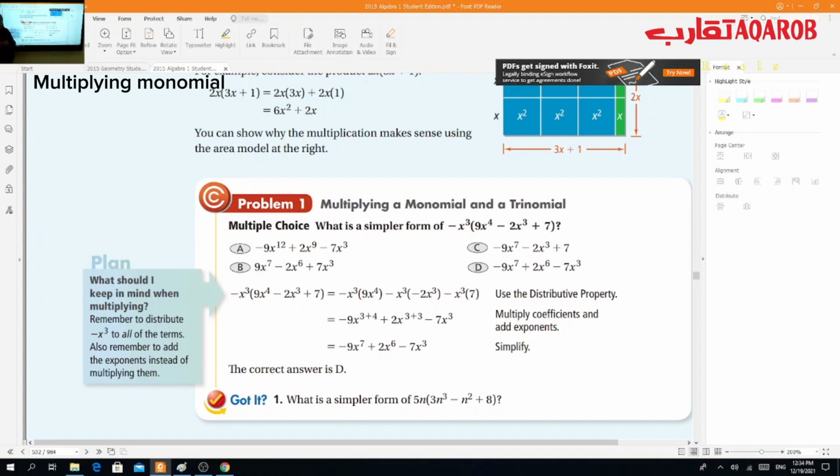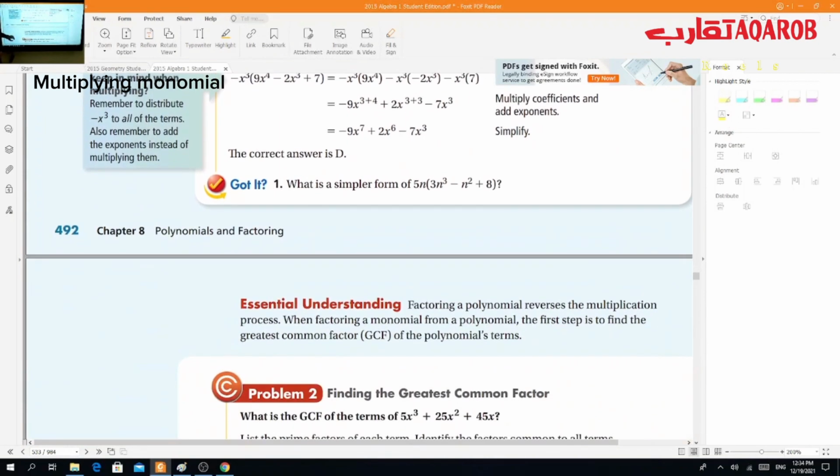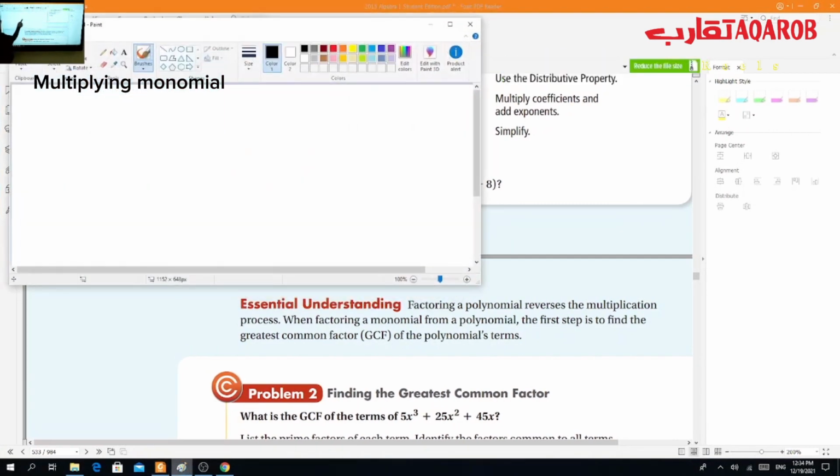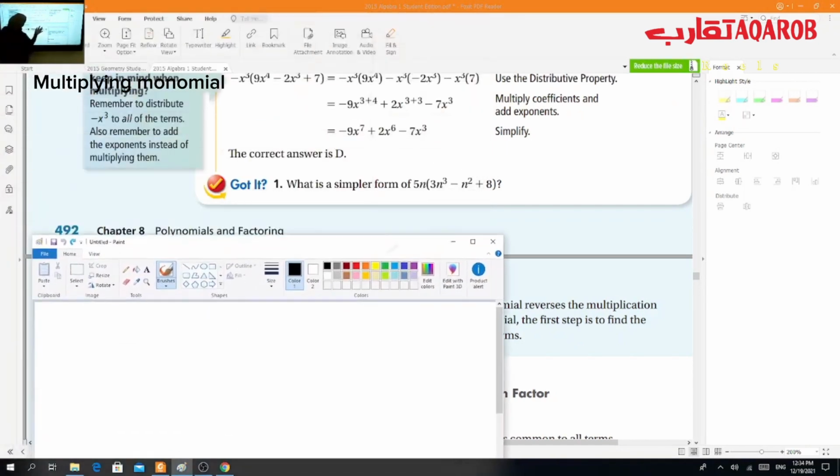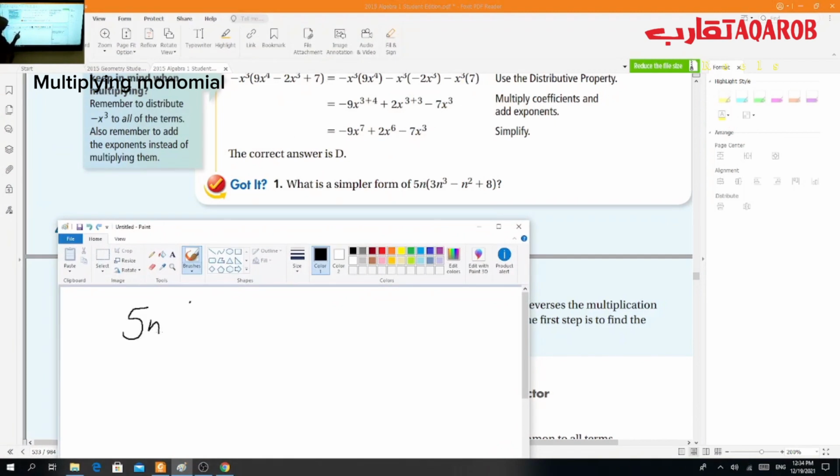When you multiply a monomial by a binomial or by a trinomial, by any polynomial, you just use the distributive property and multiply the monomial by each term inside the parentheses. So, for example, let's take an example: if I want to multiply, as you can see here, 5n times 3n to the power 3 minus n to the power 2 plus 8.